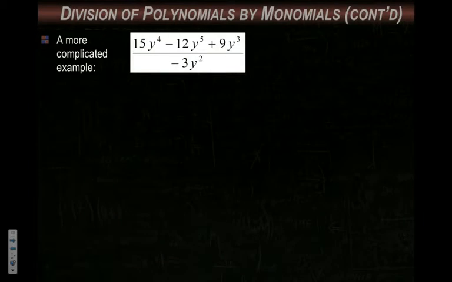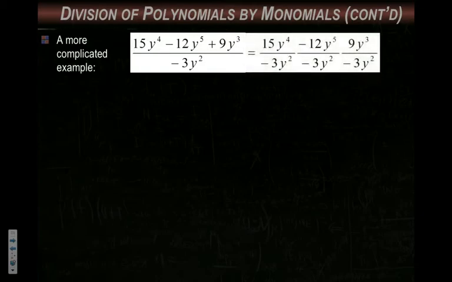Okay, this one looks harder. I got 3 terms up top. And you know how to make terms. And we have one denominator, a monomial on the bottom. The way to think of this is you want that denominator on all terms on the bottom. So now you can start approaching it. You can go, well, 15 divided by 3, 12 divided by 3, 9 divided by 3. And deal with the variables.